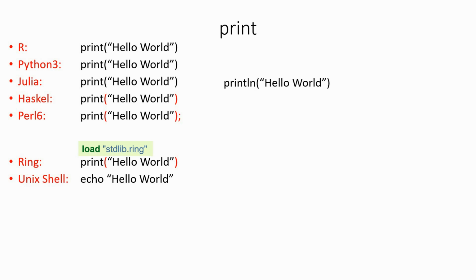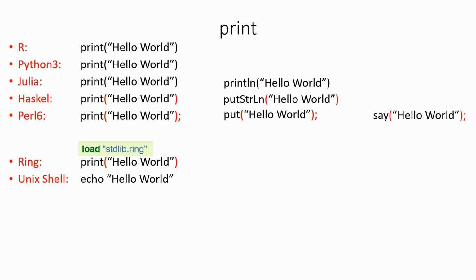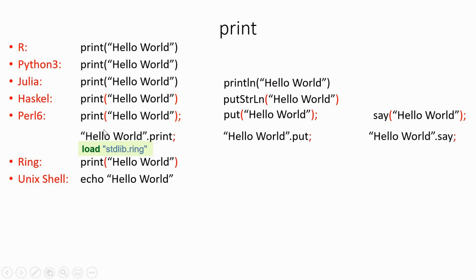For example, in Julia, you can also use the println command as an alternative to the print command. In Haskell, you can use putStrLn with S and L in capitals. In Perl 6, you can also use put instead of print, or you can also use say instead of print. Perl 6 has another beauty. You can use all these three commands in dot format as well. What you do is bring the string before the command. For example, here you can see it is like hello world dot print, then hello world dot put, or you can also use hello world dot say.